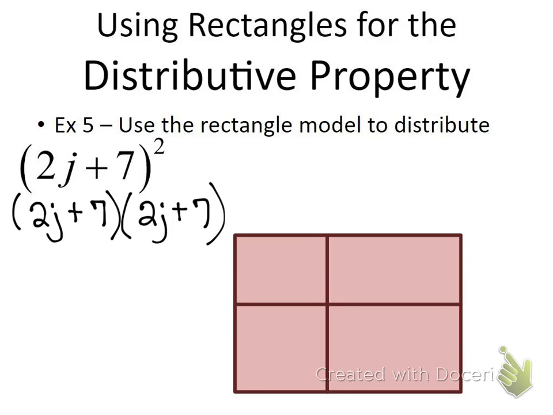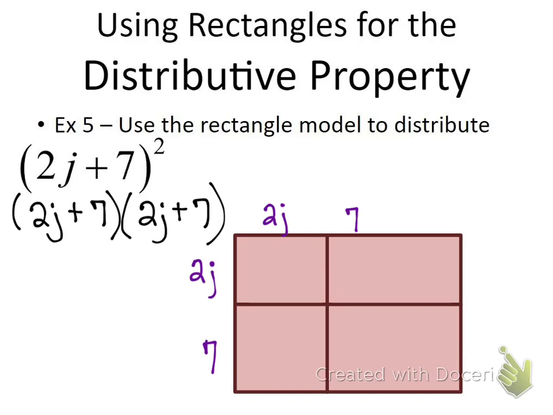Okay? What's the height of my rectangles? 2j and 7. And what's the length of it? 2j and 7. Yeah. Okay. All right. So let's go ahead and find the area of each rectangle. I think we're ready for Jenna, right?